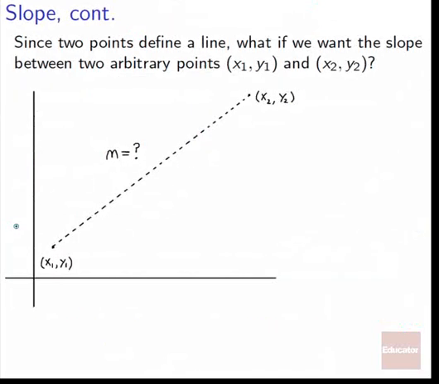Great. So if we have 2 points, they can define a line, right? 2 points define a line. So what if we want to find the slope between two arbitrary points, x1, y1, and x2, y2?